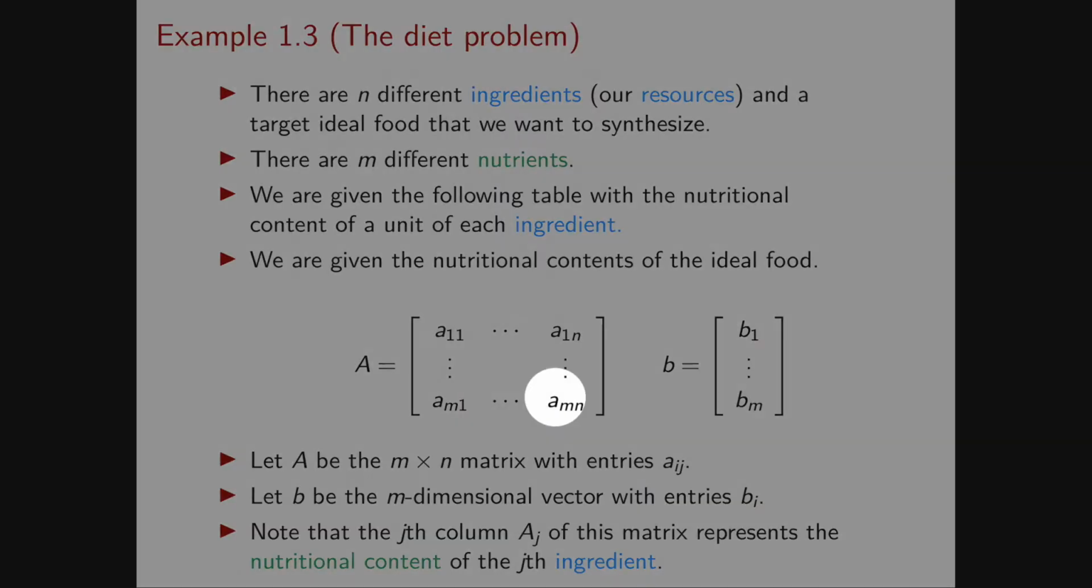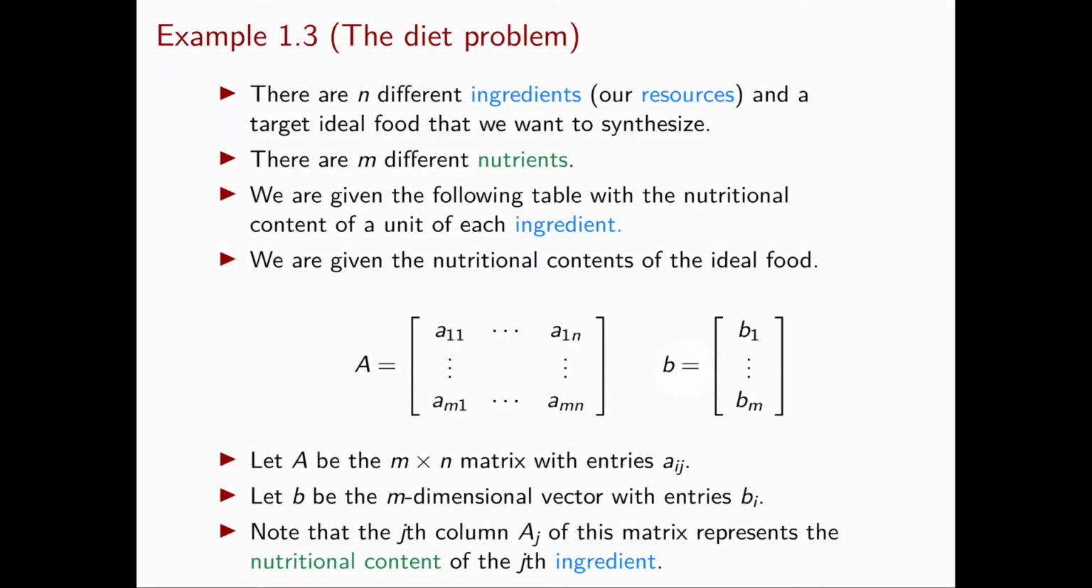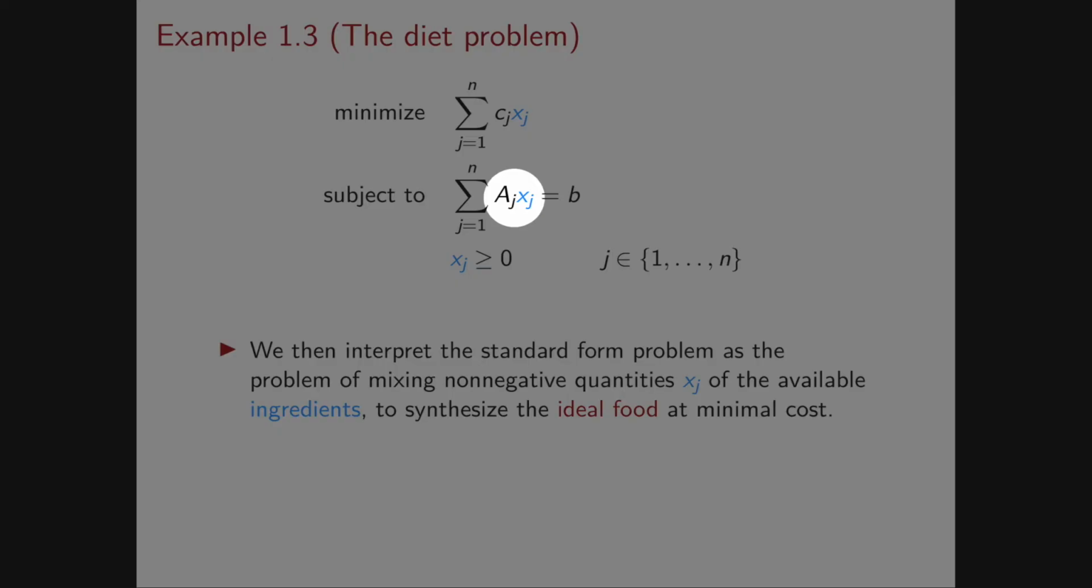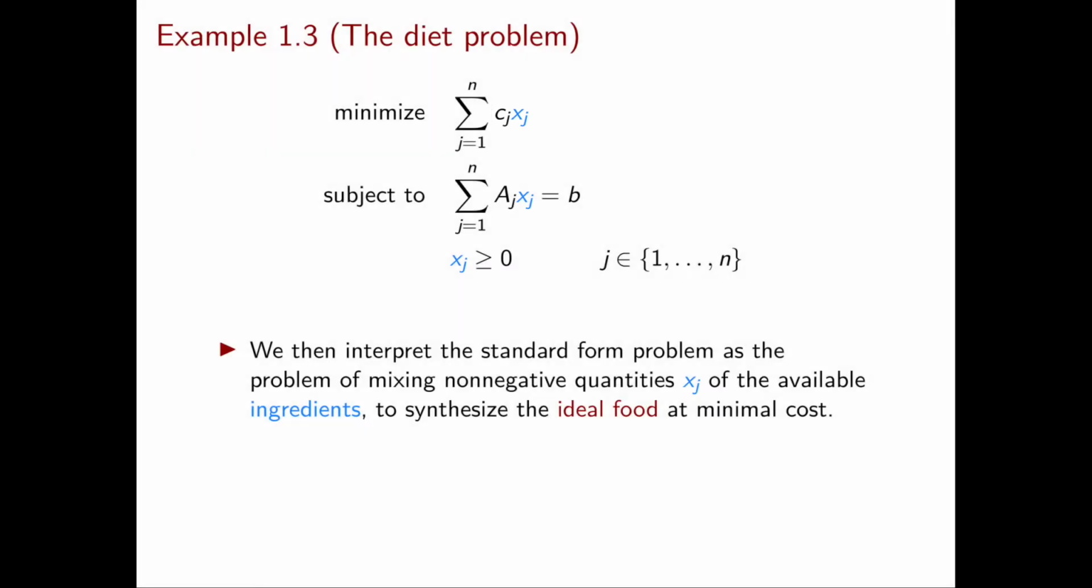So these are the definitions of our matrix A and our vector B. Now we can go back to our standard form problem. We are mixing non-negative quantities of our ingredients, Aj, in order to obtain our ideal food B. And this should be done at minimal cost.